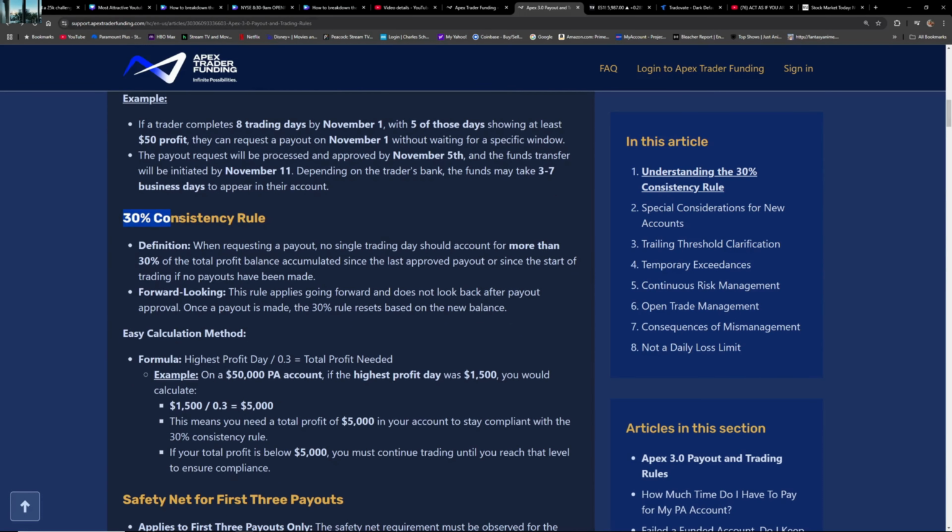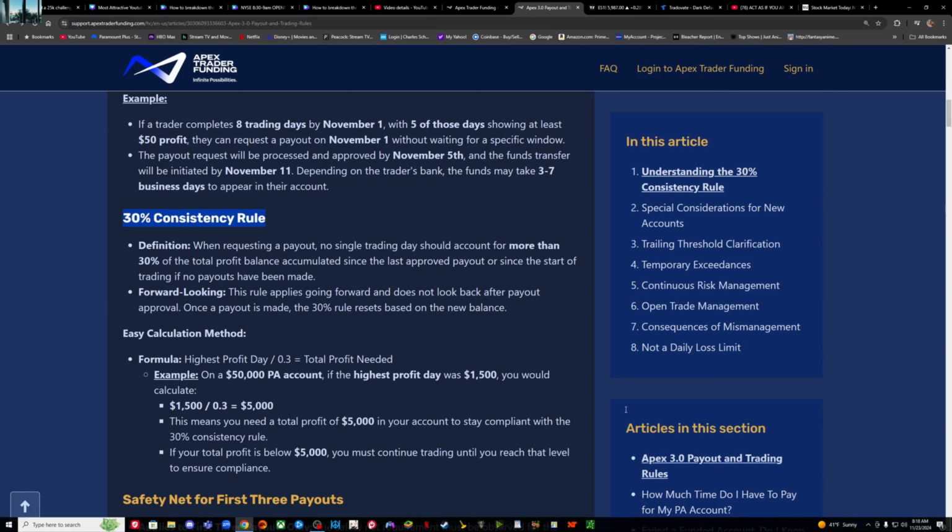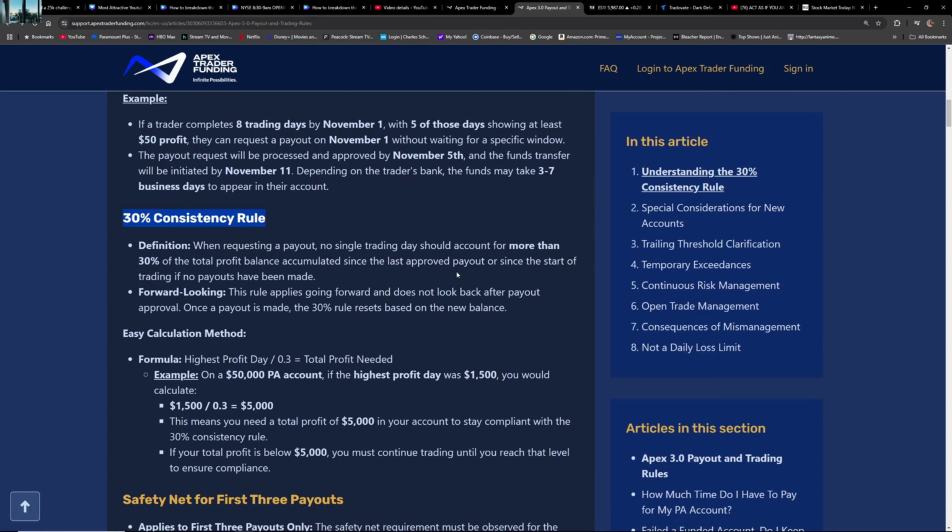Now, this is the most important rule of everything that I'm about to tell you right now. You need to understand this. This 30% rule will get you denied on a regular basis. By definition, when requesting a payout, no single trading day on the account can be more than 30% of the total profit balance.